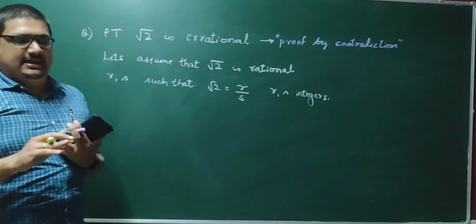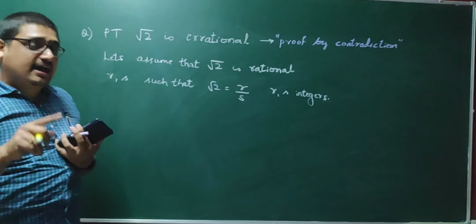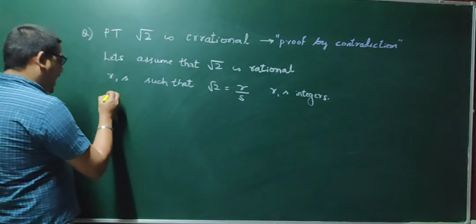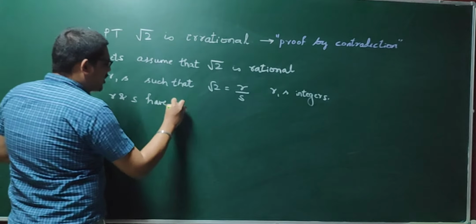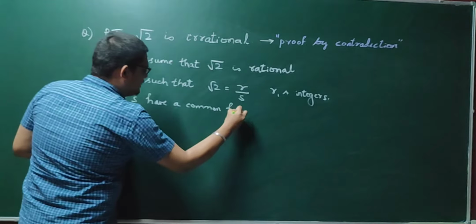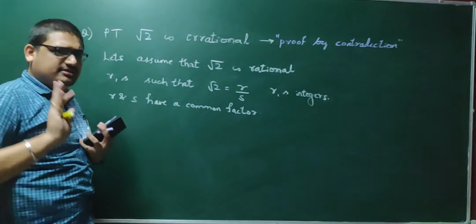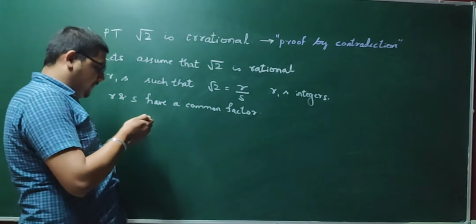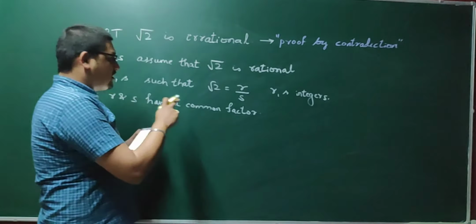But let us say R and S have a common factor. What do you mean by R and S have a common factor? Observe very carefully. This is extremely important, and you can say almost one question is compulsory from this chapter for your board examination. So R and S have a common factor.